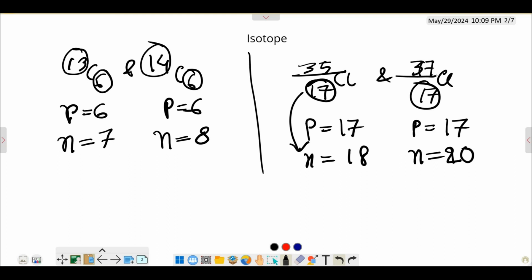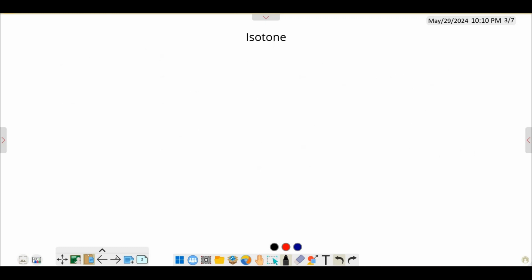Okay, so now we will go through the next thing, that is isotones. Now what are isotones? Isotones are the atoms where the number of neutrons are same, whereas the number of protons are different. So we are taking one example. For example, we are having two atoms, that is 3H1 and helium 4,2.